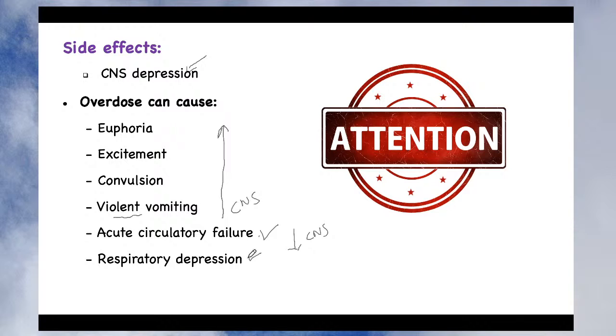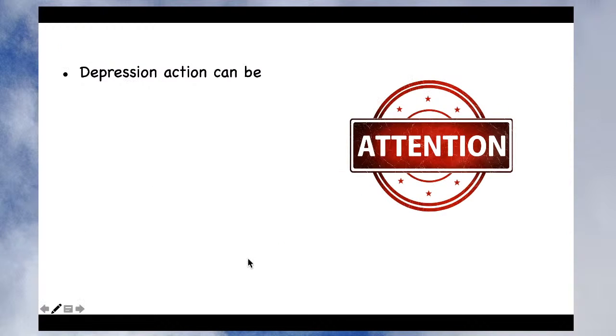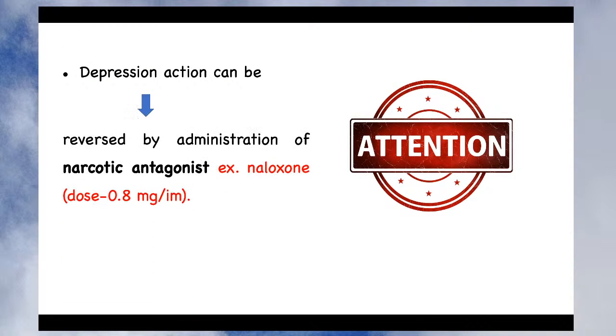Okay, so suppose if some patient inadvertently, or he was not known about the dose to be taken, and if inadvertently more dose is given, or sometimes you give a normal dose, but some patients are more sensitive to the CNS effect of the apomorphine, then in such cases even normal dose produces CNS depression. So if this happens, then what can be done? This depressive action can be reversed by administration of narcotic antagonists.